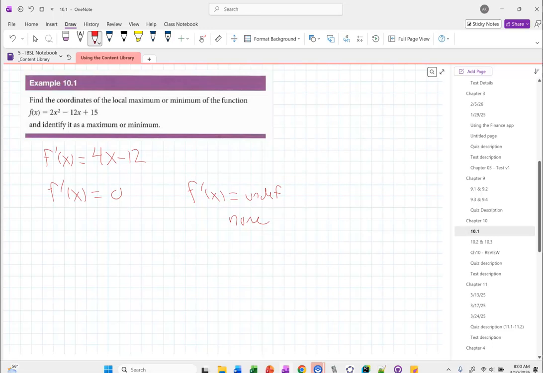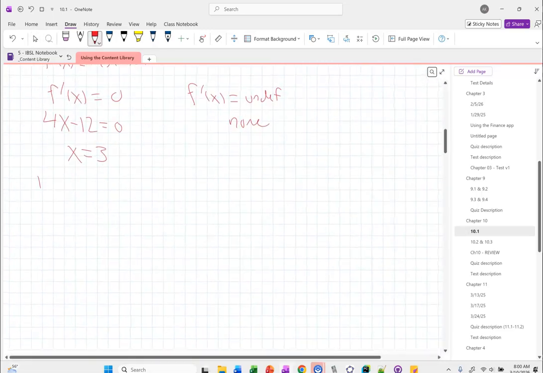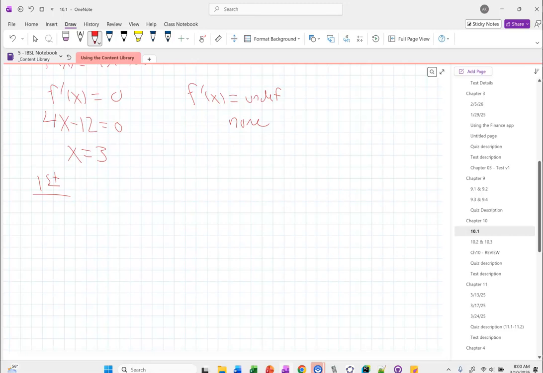So let's focus on this other one. If I set 4x minus 12 equal to 0, I get a solution of 3. It's my only critical value. Everybody good? Okay. So I'll do a first derivative test, and then I'll do a second derivative test afterwards, just to give you a feel for what we are doing, what's the difference. Okay with that?